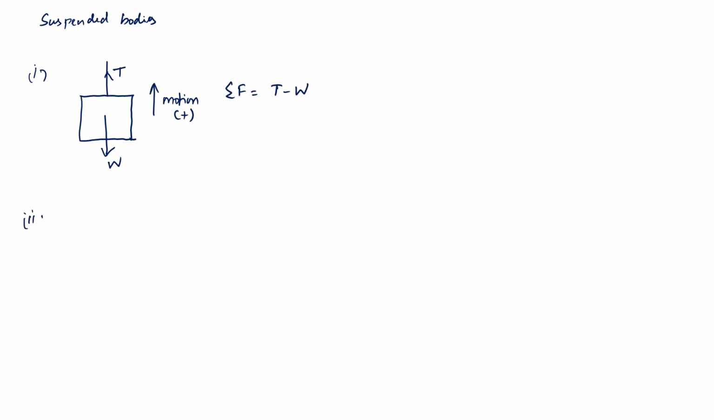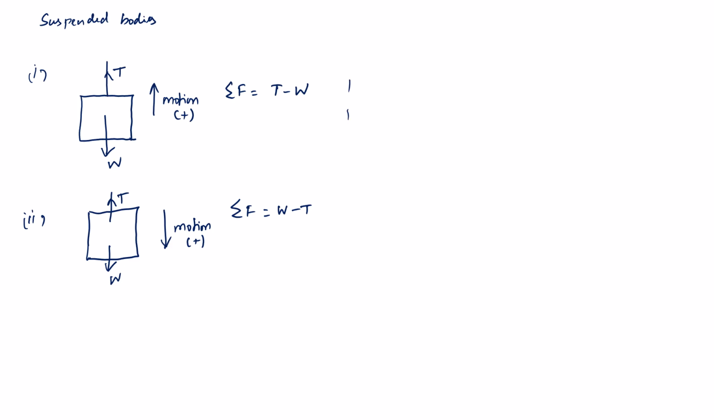In the second case, we have the same scenario where the tension is there and you have weight. These are the forces, but the motion is in the downwards direction, so that will be considered positive. In that sense, the summation of F is equal to W minus T. So based upon the motion direction, the sign convention changes.